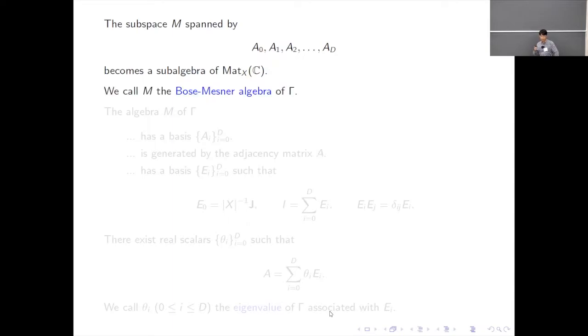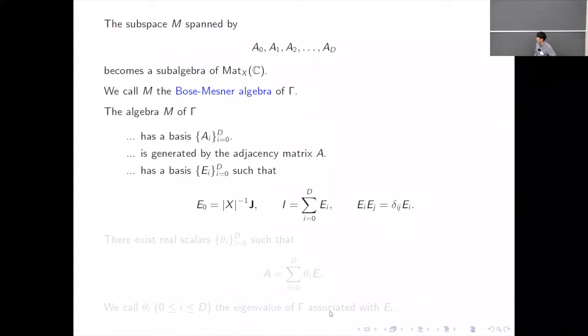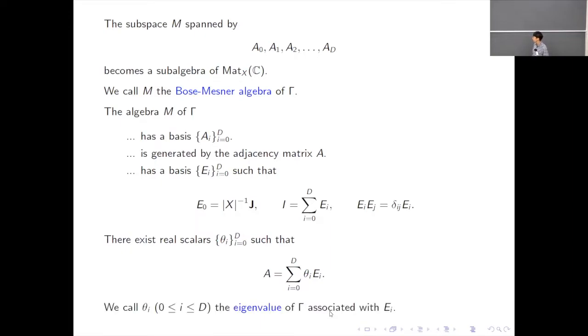Let's think about the subspace spanned by all these distance matrices. Then by these algebraic relations, we have an algebra, and we call it the Bose-Mesner algebra M. This algebra satisfies these properties. Obviously, M has basis A_i because they are linearly independent, and M is generated by the adjacency matrix A. M also has a second basis E_i, satisfying these properties. Also, there exist real scalars theta_i satisfying this, and we call theta_i the eigenvalue of gamma associated with E_i.